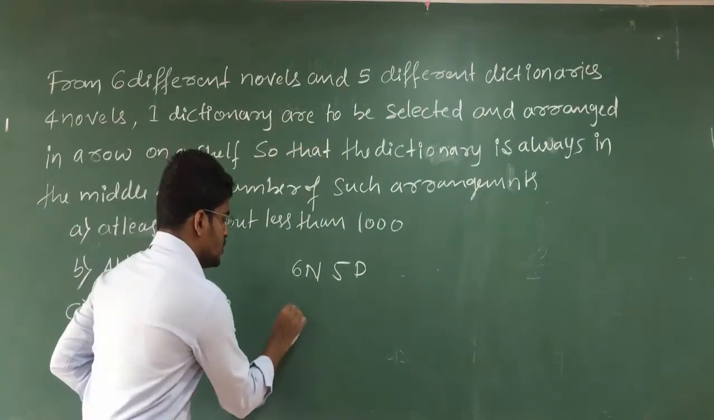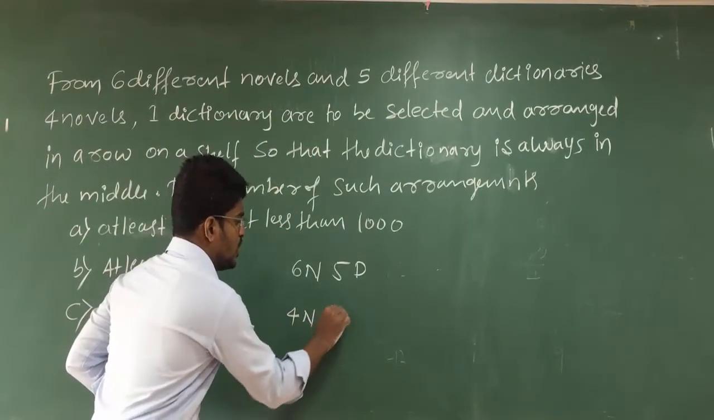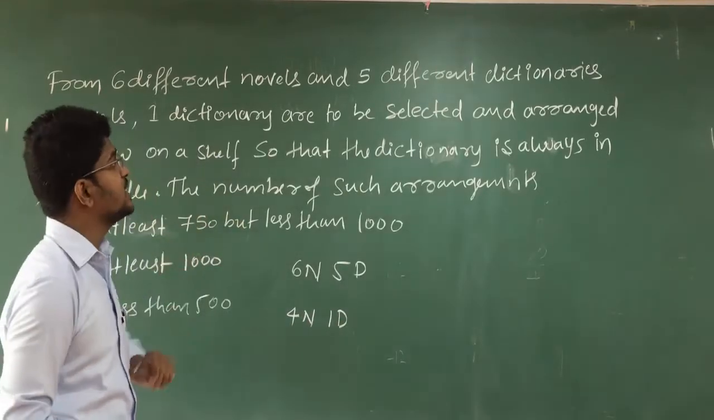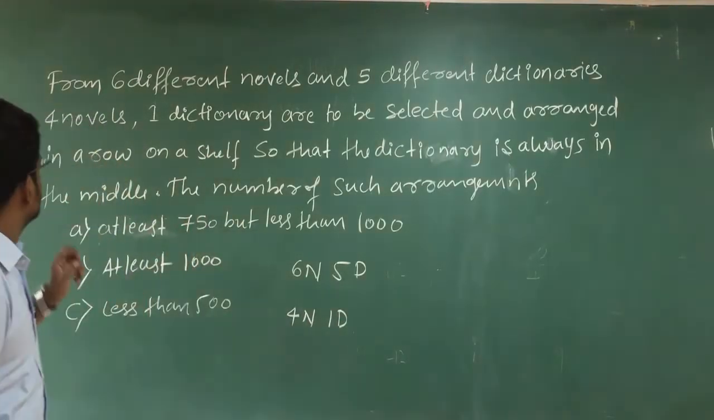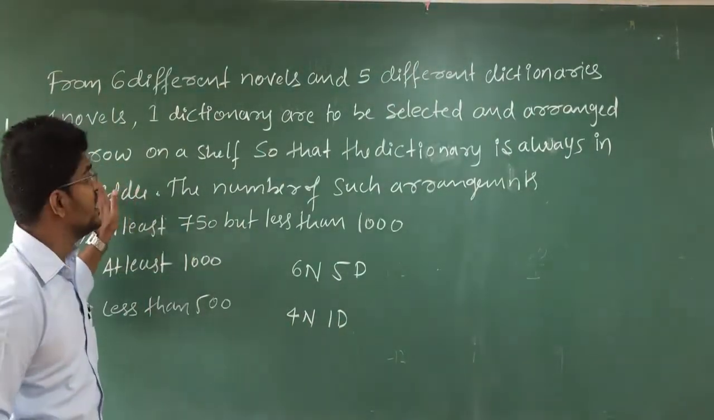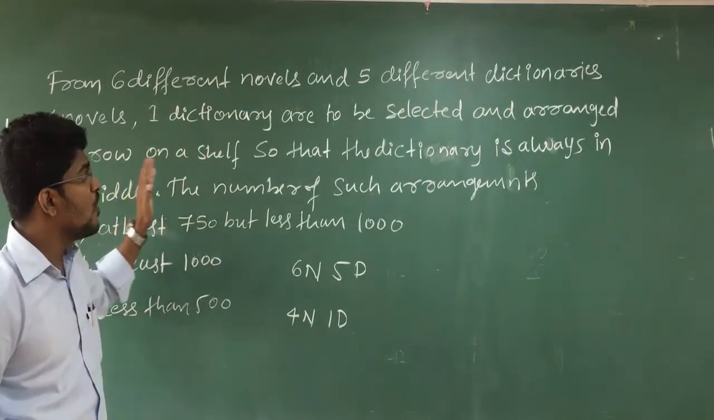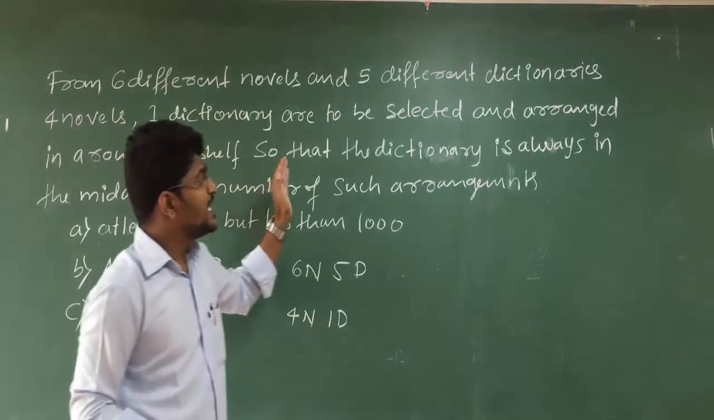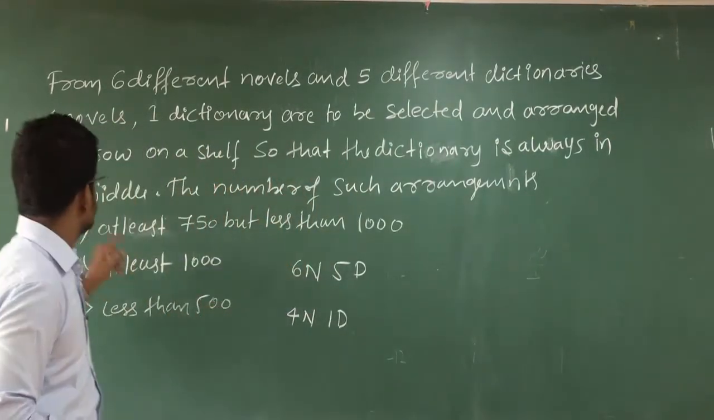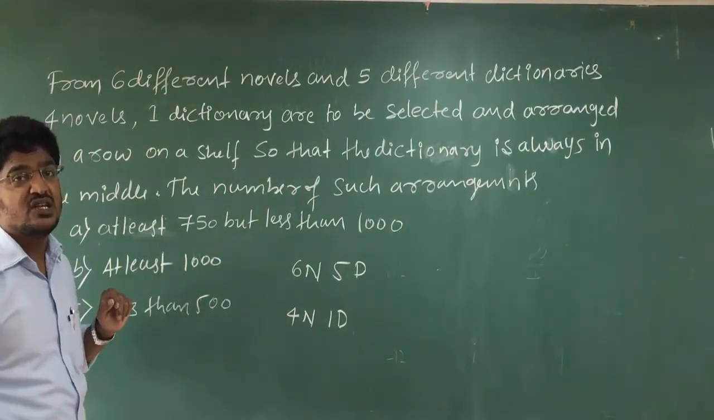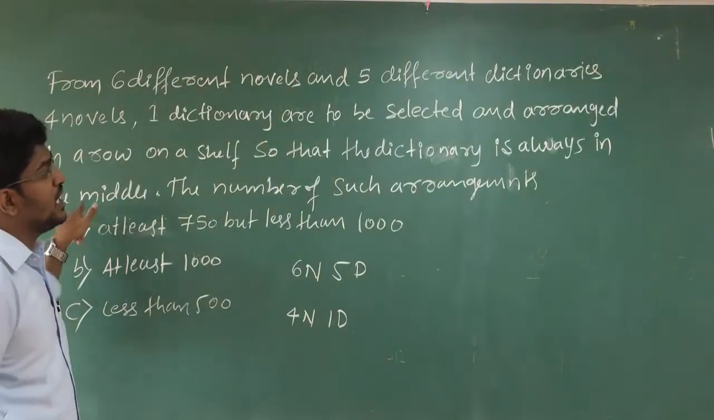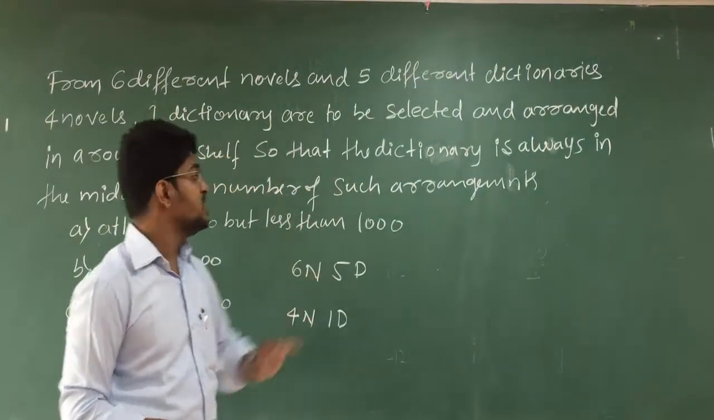From these, 4 novels and 1 dictionary have to be selected and arranged in a row on a shelf, so that the dictionary is always in the middle. The number of such arrangements they are asking.